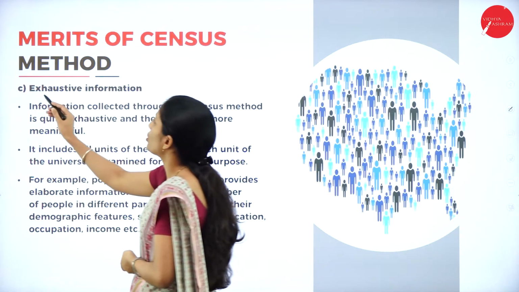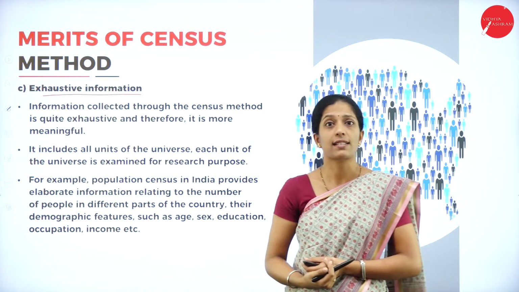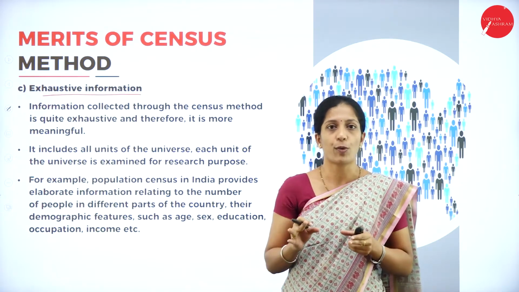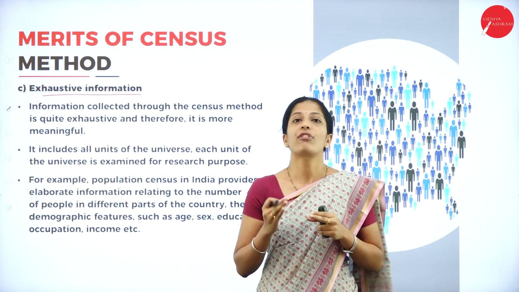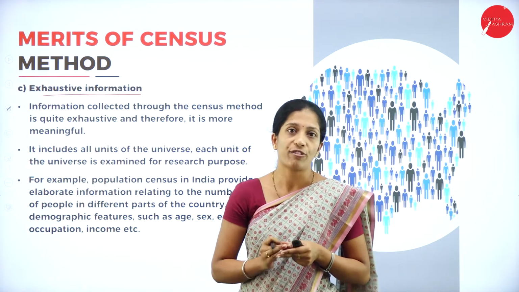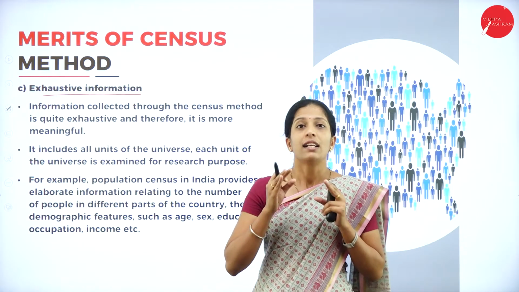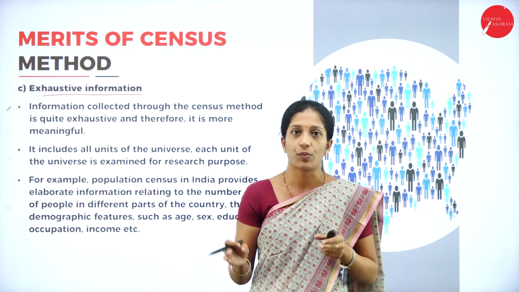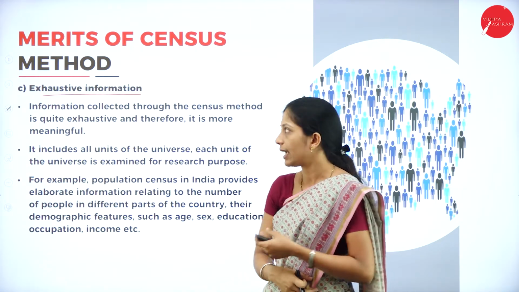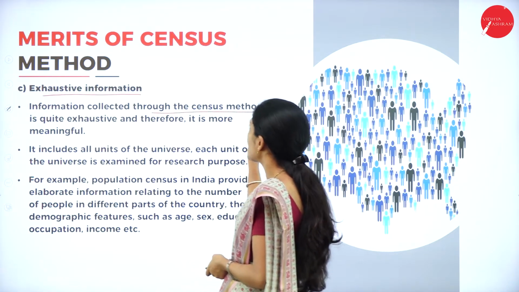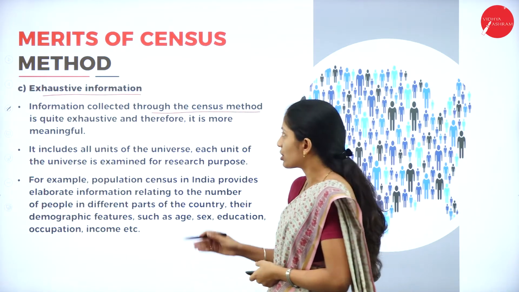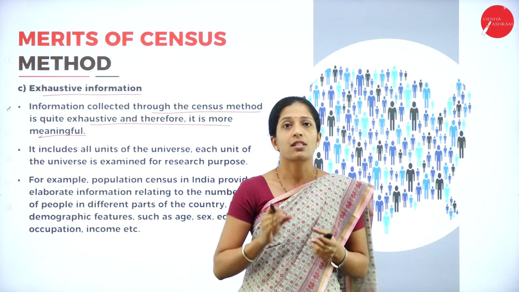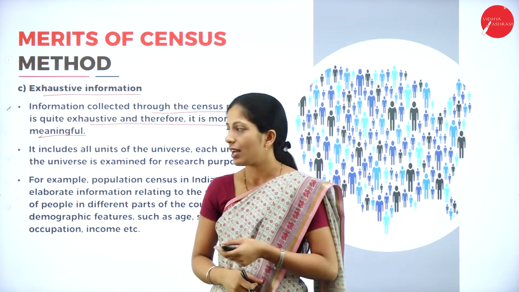Next one is exhaustive information. Now what is exhaustive information? I have told you, since they are going to collect the information from a huge population, they will get different opinions as well as different types of information, so that the information will be elaborative, or exhaustive, in nature, where a lot of information can be collected. So information collected through the census method is quite exhaustive and therefore it is meaningful. It is meaningful also because we will get a lot of opinions from the respondents.